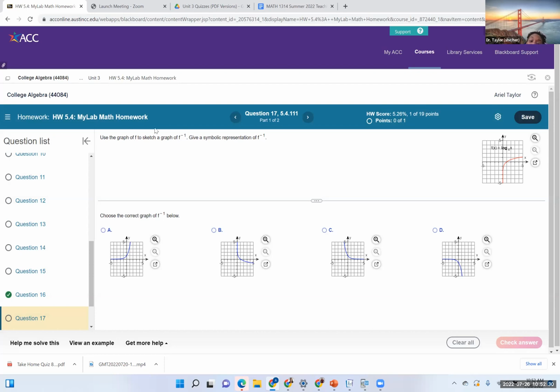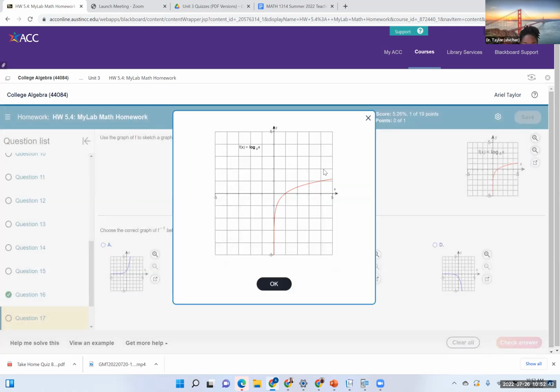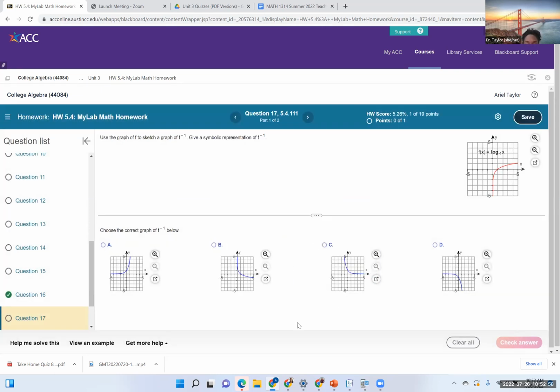Okay. Use the graph of f to sketch the inverse. So we know that the original function, I hate these because the graphs are just ridiculous to read, I'm gonna just pop it out. The original function is log base 4 of x. So the exponential opposite of that would be 4 to the x. So we just have to find out which one of these is a growth function. And that's A. A is the only one that has a growth function.